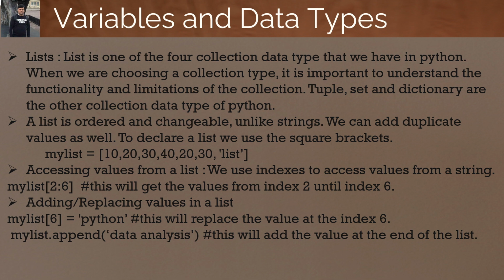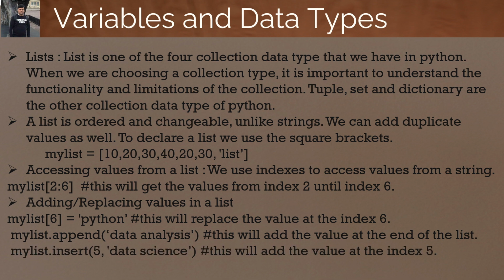mylist.append('data analysis') will add the value at the end of the list. So if you want to append anything beyond the list, you can add it at the end. It will add the value at the end. If you want to insert anything at a particular index, you can use mylist.insert(5, 'data science'). This will add the value at index 5. It will not replace it, just add it in.